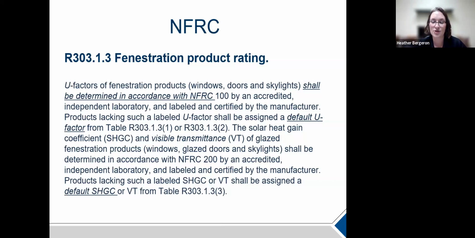So within the U factors of the NFRC, they also provide you with the solar heat gain, which is SHGC, and visible transmittance, which is VT, of glazed fenestration products for windows, glazed doors, and skylights. As I mentioned, this could be just a default number here from the NFRC.